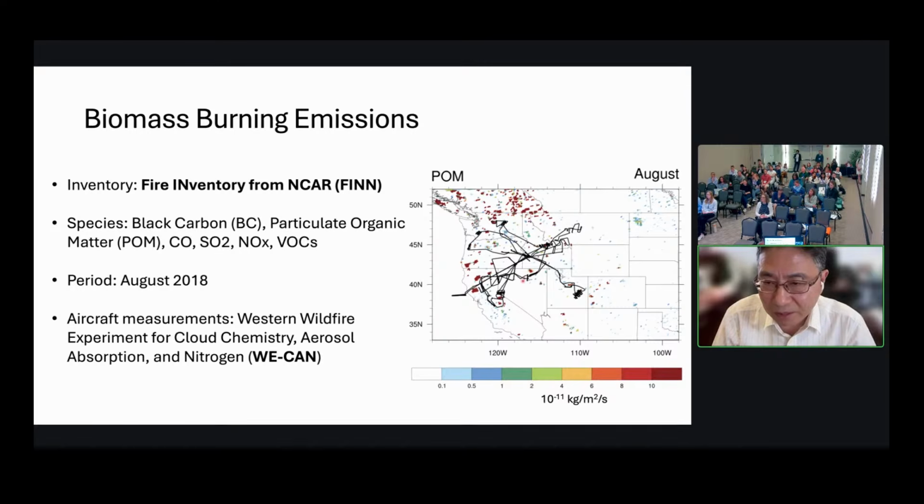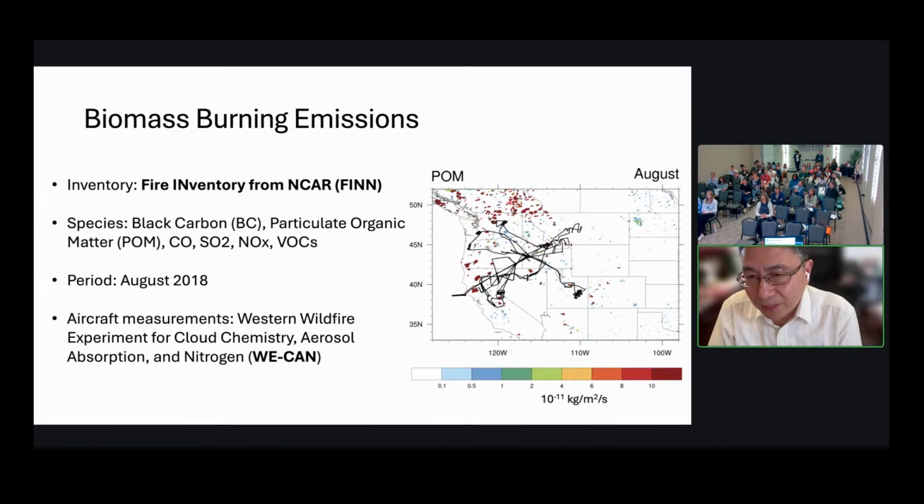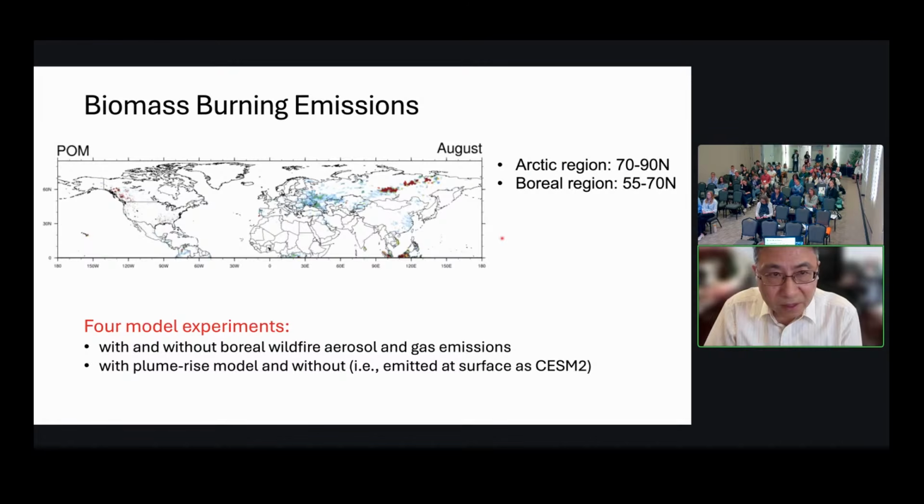As you can see, in the Western U.S. there's a field campaign, WE-CAN, taking place. These red dots show the particulate organic matter emissions based on the FINN emission dataset. And this is showing the August 2018 particulate organic matter emissions. So we look at the Arctic region and the Boreal region.